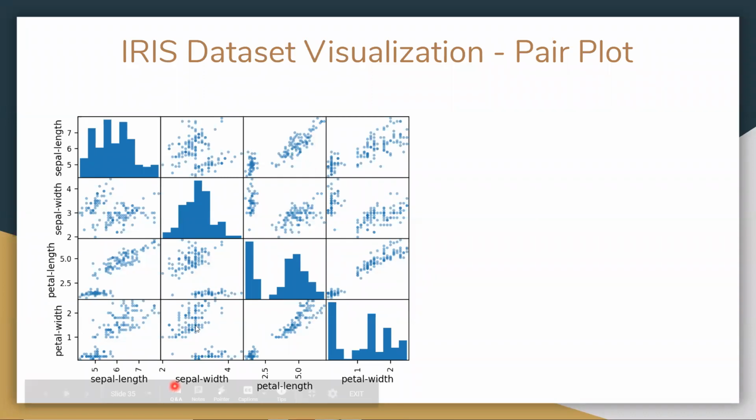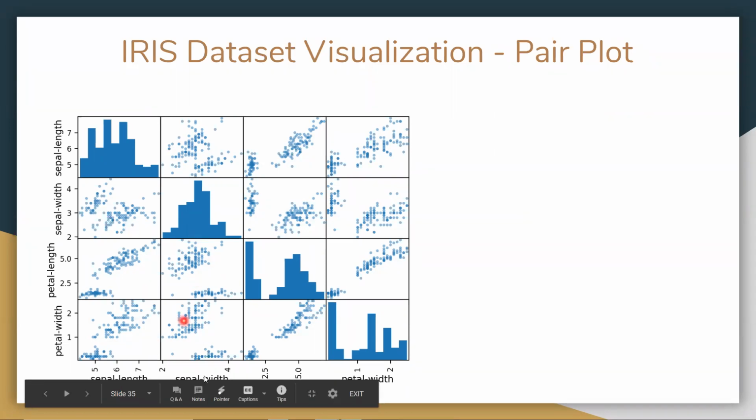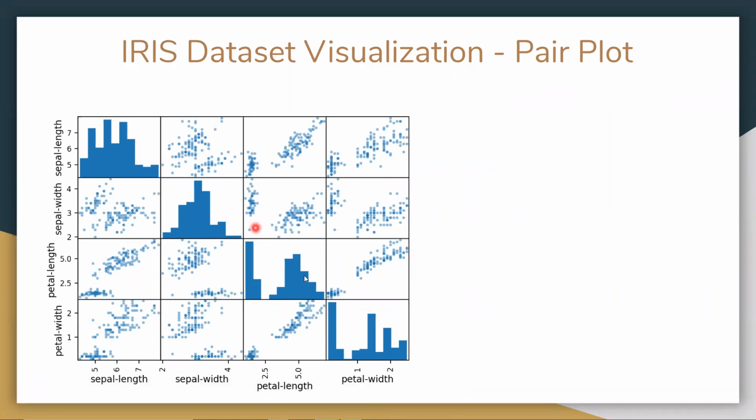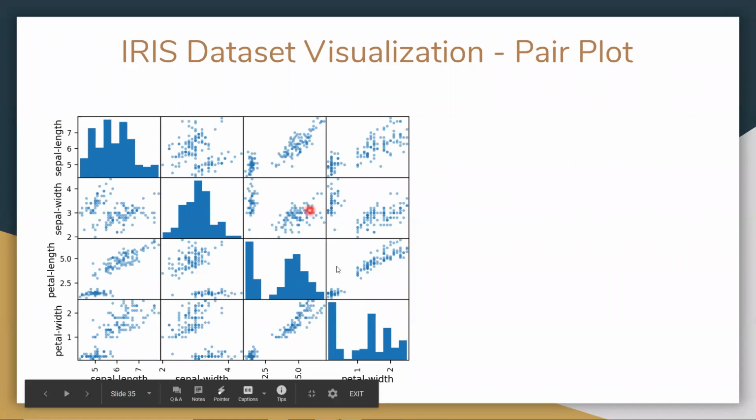Okay, now what kind of matrix do you see here? You are checking how the features are related to each other. What kind of matrix is this? Can anyone tell me what kind of matrix this one is?